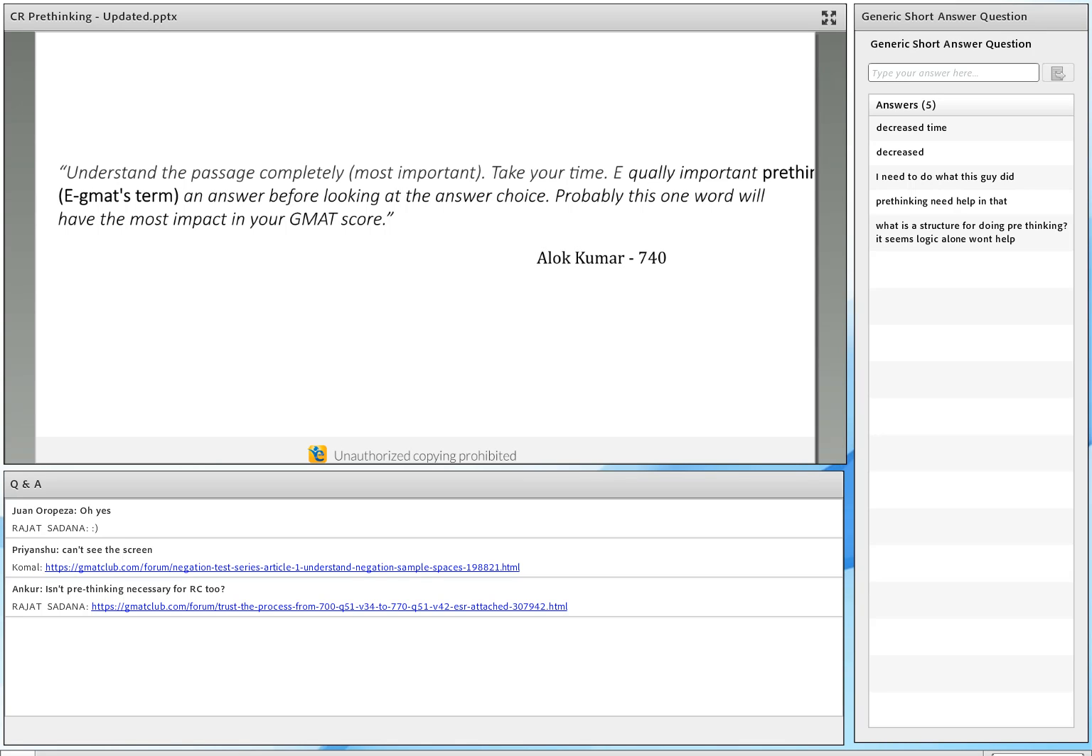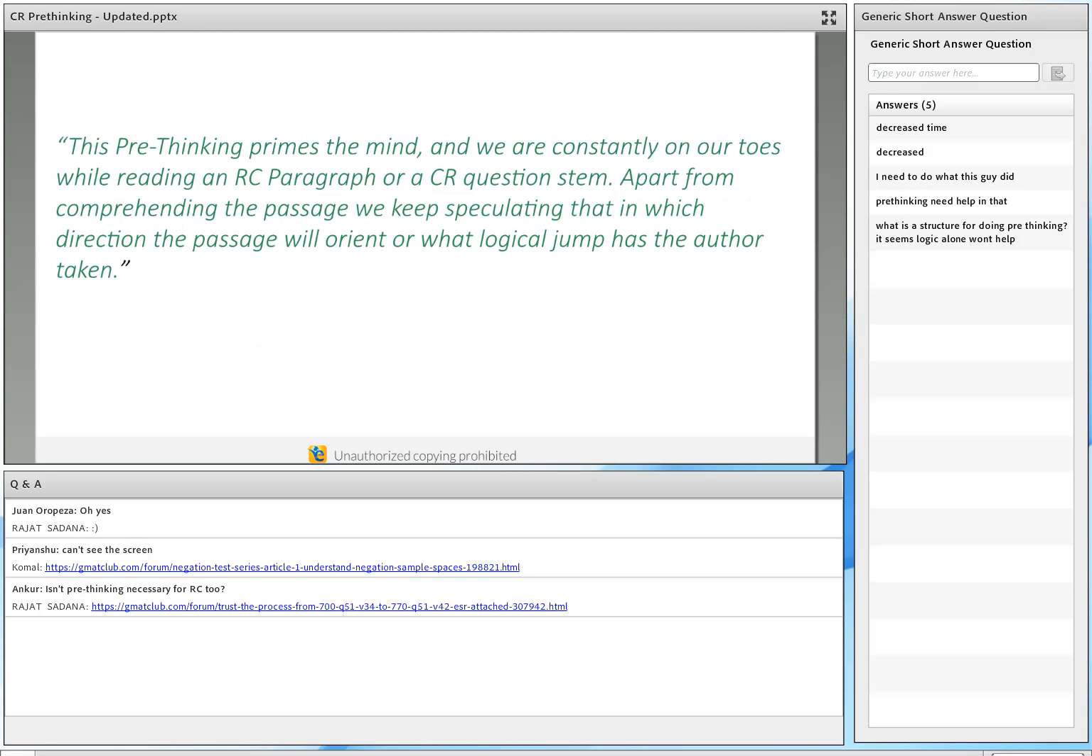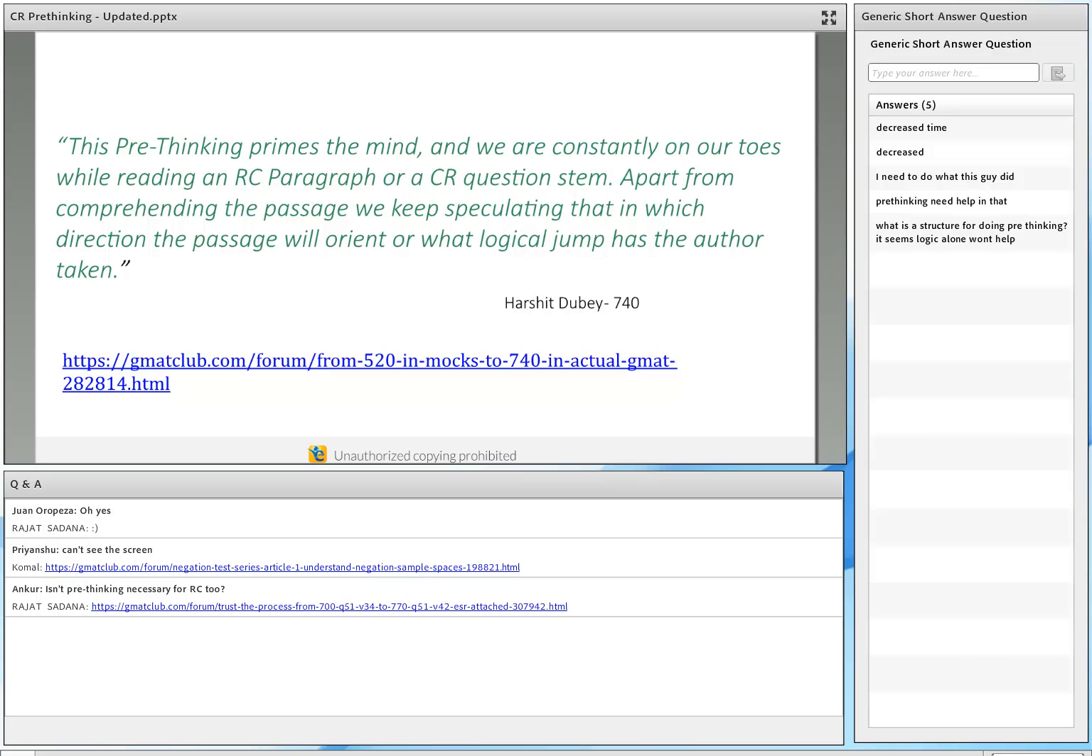Here's another example of a student who scored a 740. He said, understand the passage completely. Take your time. Equally important, pre-think and answer before looking at the answer choices. Probably this one word will have the most impact on your GMAT score. Another student says, this pre-thinking primes the mind and we are constantly on our toes while reading an RC paragraph. Also, someone said pre-thinking is important for RC, absolutely, or a CR question stem. Apart from comprehending the passage, we keep speculating in which direction the passage will orient and what logical jump the author has taken. Again, a 220 point score improvement.